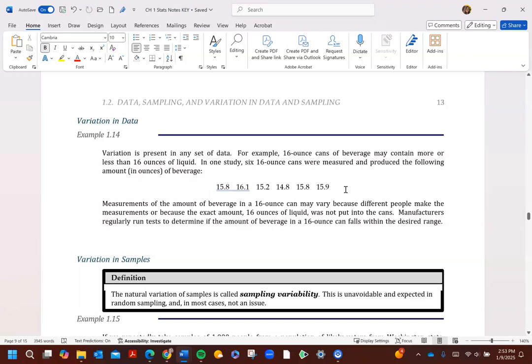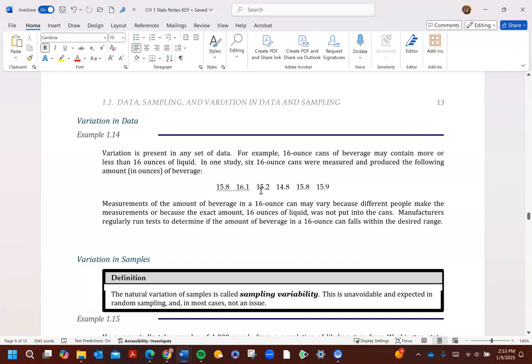So is that a big deal or not? We want to do quality control. We want to statistically figure out what that is, and if it's significant. Measurements of the amount of beverage in a 16-ounce can vary because different people make the measurements. So we're going to run tests to see what the variation is, and you'll learn techniques to really crunch the numbers and figure all this out. But right now we're just talking about what it means.